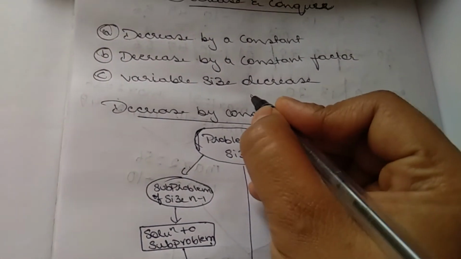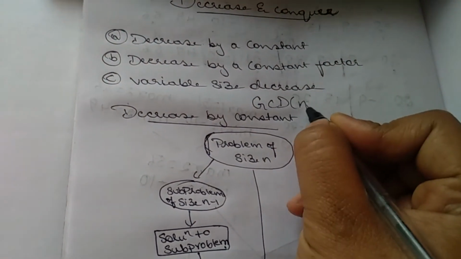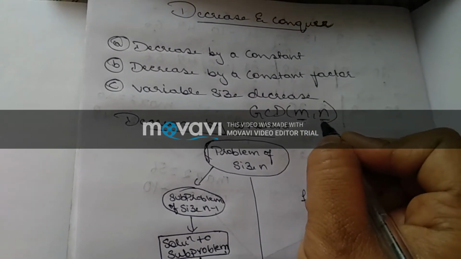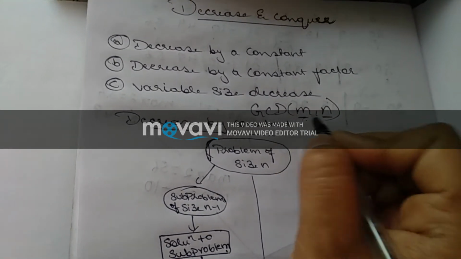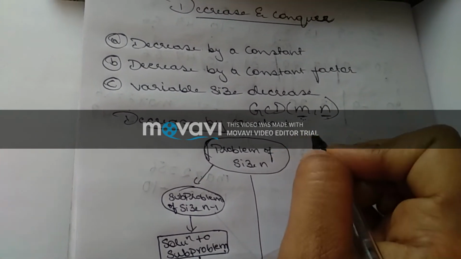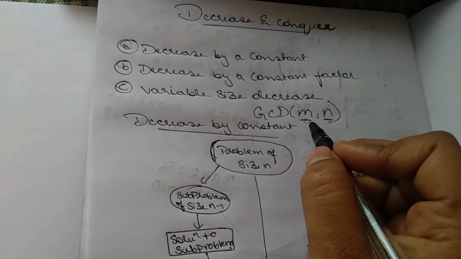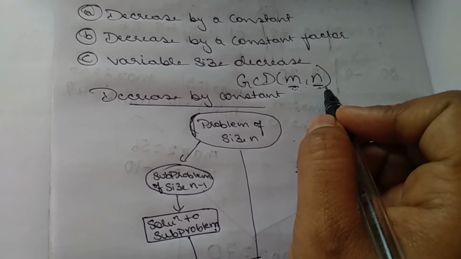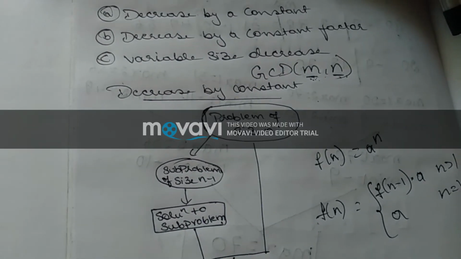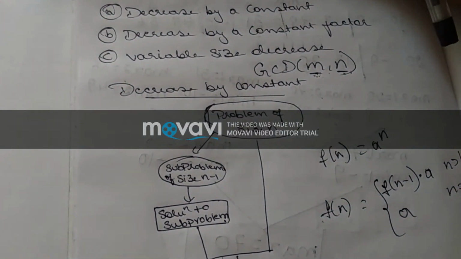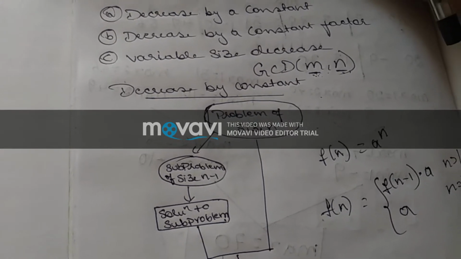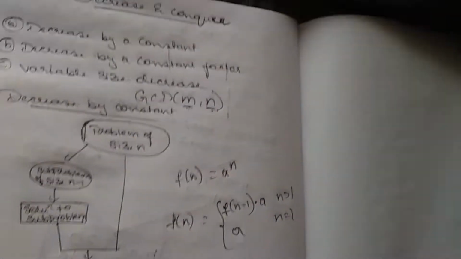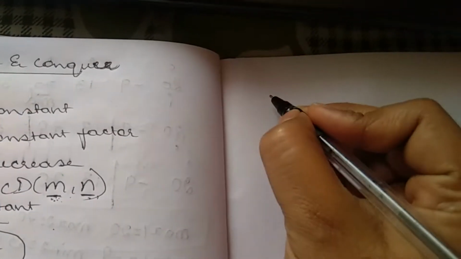The best example for this variable size decrease is GCD of m comma n. Here also the decrease depends on the values of m and n. If it is big, it will be decreased one after another. So variable size decrease is used in GCD of m comma n. This is your decrease and conquer technique. You have three methods. And one example of this decrease and conquer technique is topological sorting.